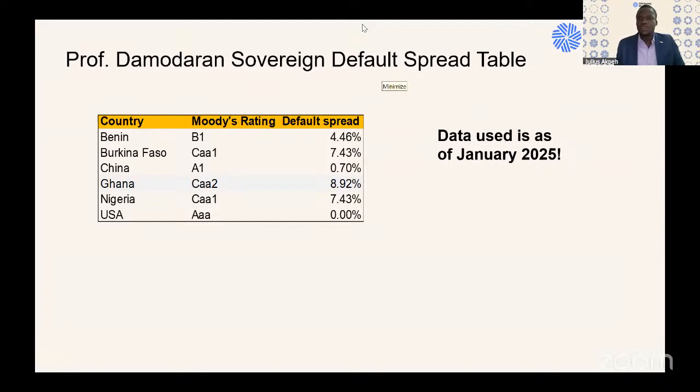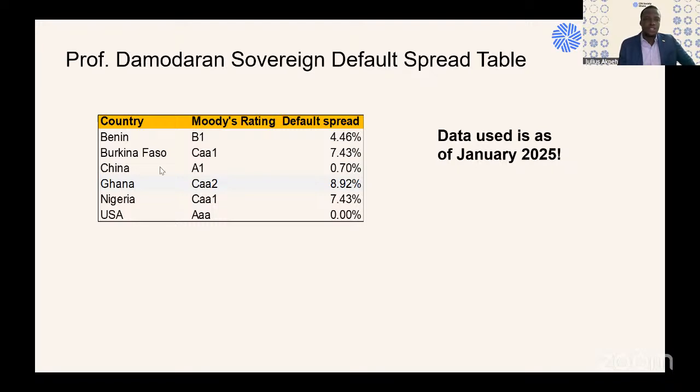All right, so something has been done here. He has done this on his site, and of course you can have a look at it. So these are Moody's ratings. I just produced a sample, so you can see how it looks. You have Benin Republic rated by Moody's B1, and the associated default spread is 4.46. It's an authority, so you can actually use these figures here. Burkina Faso is rated CA1, and 7.43 is the sovereign default spread, I mean.